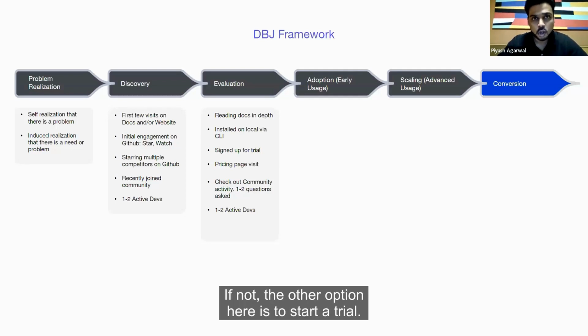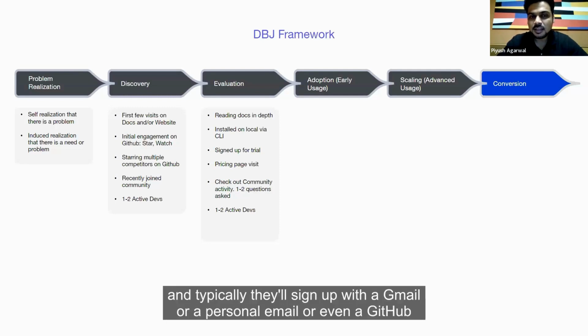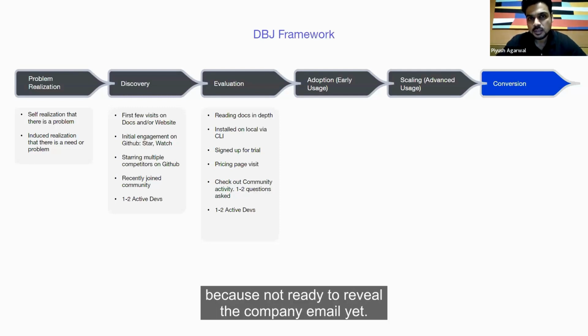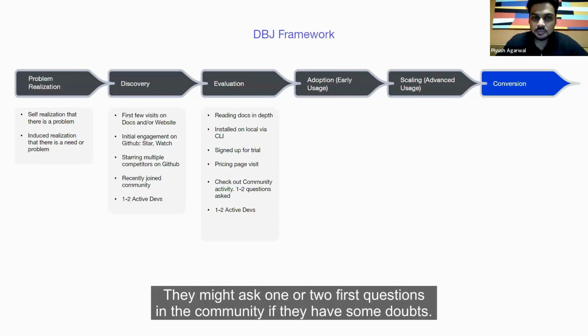If not, the other option here is to start a trial. Somebody might sign up for a free trial, and typically they'll sign up with a Gmail or a personal email, or even a GitHub, because they're not ready to reveal the company email yet. This is still evaluation, not decided to use the product. They might ask one or two first questions in the community if they have some doubts.